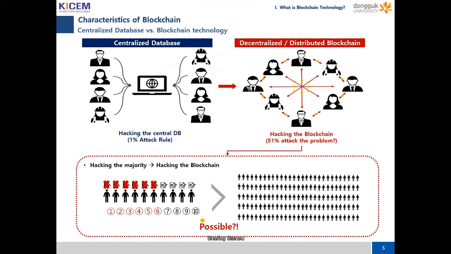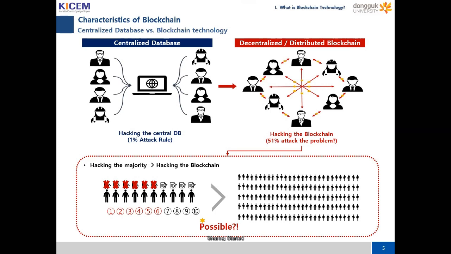So if you look at this figure, to attack the network in the centralized database, you can only focus on the central database or the central agent. So I just named it the 1% attack rule. But to be able to manipulate the data in this blockchain network, you have to actually attack the majority of the users. So you have to hack the majority to actually compromise the data available in the network.